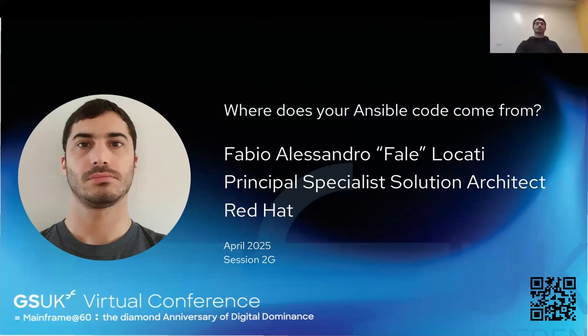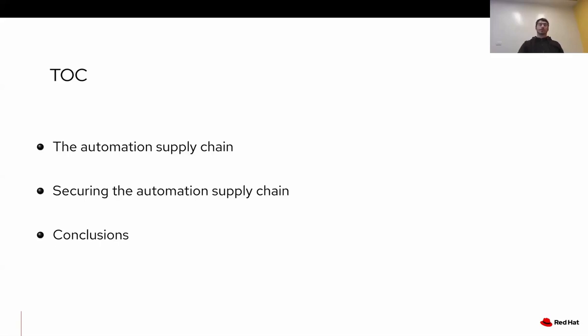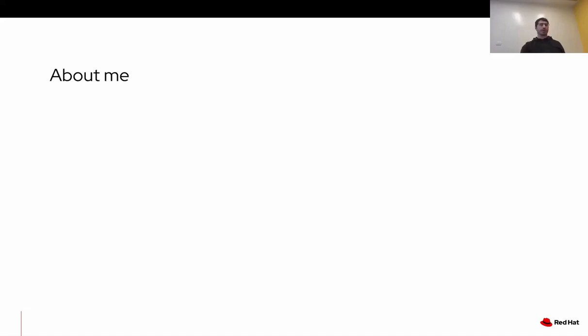Thank you. So today we'll be talking about Ansible, and more specifically, where the Ansible code you would run on your system comes from. So we'll be talking about supply chain kind of situations. The first aspect is going to be the automation supply chain. So the Ansible automation in this case, but it can also apply to other kinds of automation as well. The second aspect will be about how to secure it, and then some conclusions that we'll be drawing out of this.